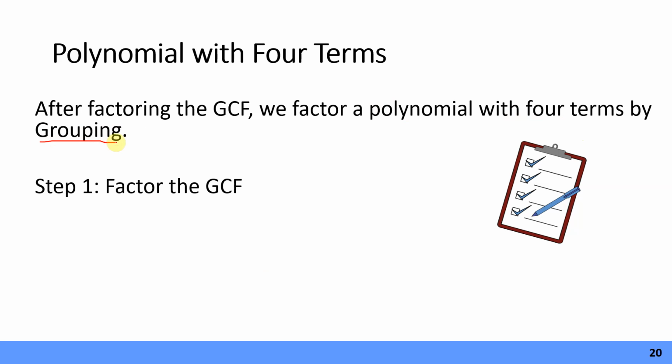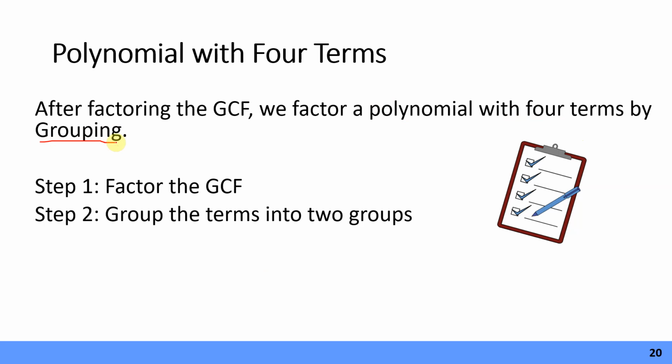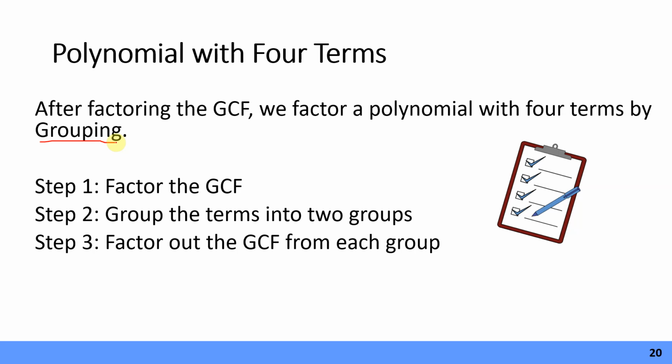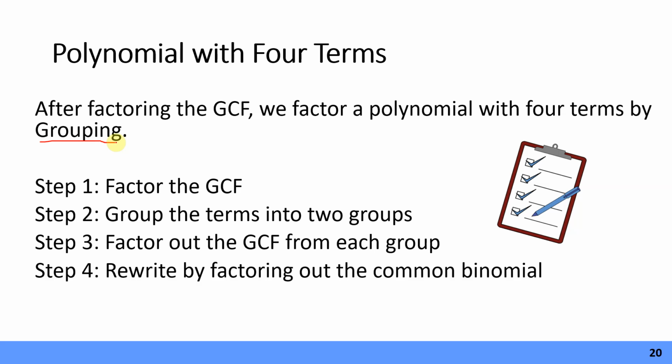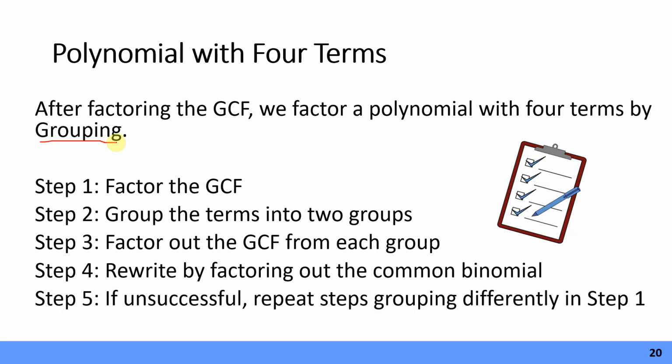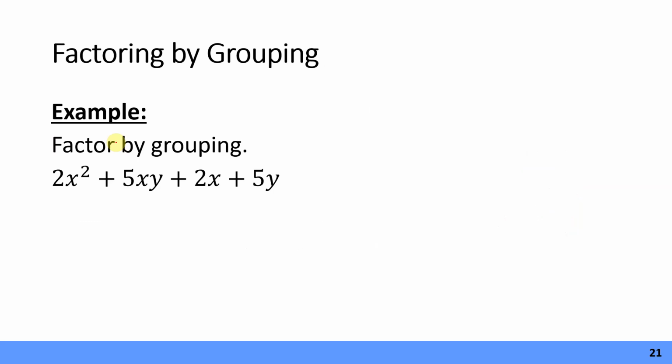Okay, so let's go over the steps. First step number 1, factor the greatest common factor, just like always. Step number 2, since you have 4 terms, you're going to group your polynomial in 2 groups. Okay, so we're going to be talking about that a little bit. Step number 3, once you have 2 groups, you're going to factor the greatest common factor from each group. Step 4, you're going to rewrite by factoring out the common binomial. And don't panic, I know this makes sense right now. And then step number 5, if unsuccessful, repeat the steps grouping differently in step 2. So I am going to warn you, sometimes this is not going to work, but we just have to go back and regroup. So this is what you do, right?